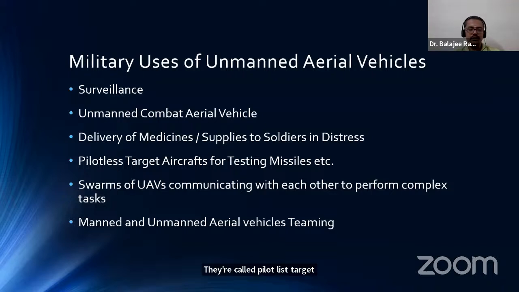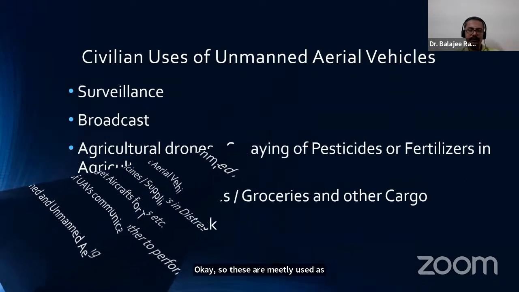Right? Then you can have swarms of UAVs communicating with each other to perform a complex task together. One may see, it is very useful in reconnaissance and doing some multiple tasks. The applications are too many in this area. And another area of interest is combining manned vehicles and unmanned aerial vehicles to act as a team. So these are military uses for unmanned aerial vehicles.